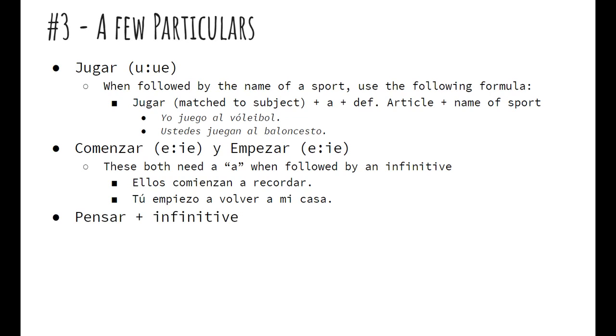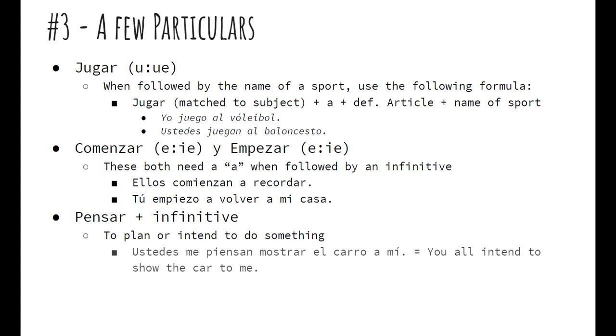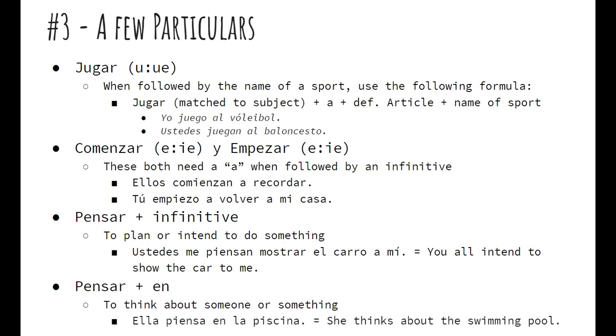And then pensar plus infinitive. Pensar plus infinitive will mean to plan or intend to do something. So it's going to change the meaning of that verb pensar a little bit. So ustedes me piensan mostrar el carro a mí. You all intend to show the car to me. Then we also have pensar plus en, which means to think about someone or something. So ella piensa en la piscina. She thinks about the swimming pool.